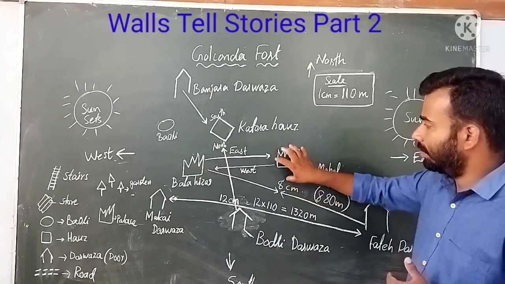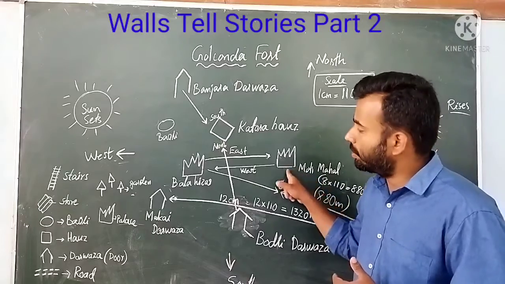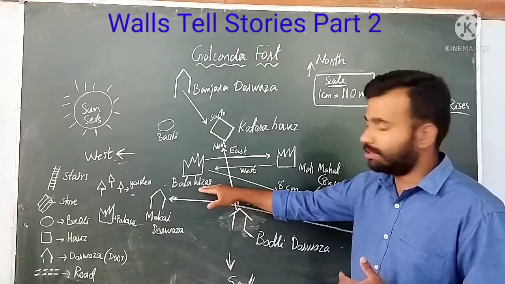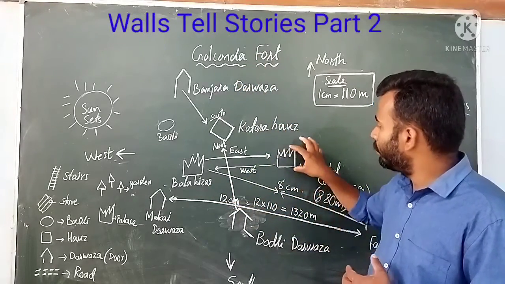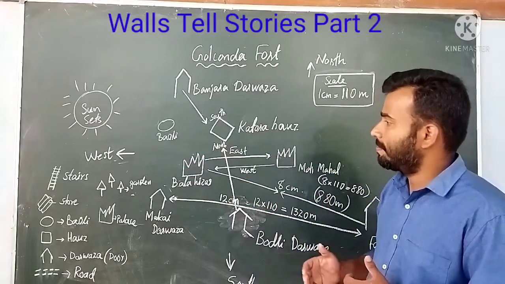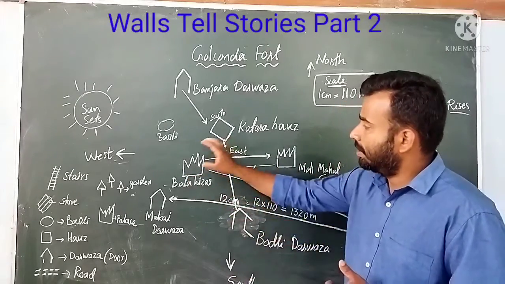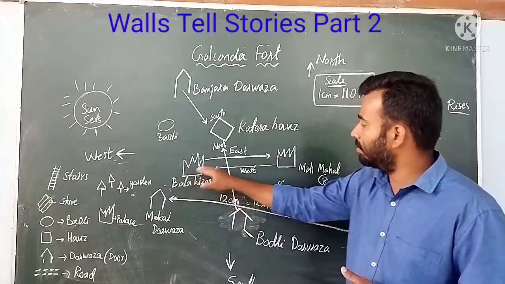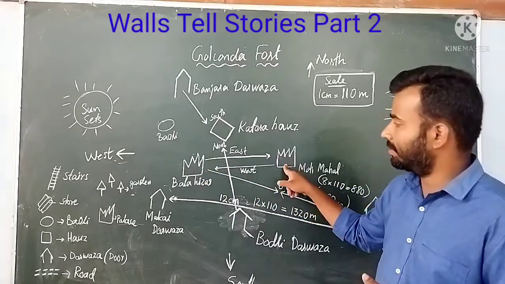We can just look at this Moti Mahal. Suppose you want to go from Moti Mahal to Bala Hisar, two mahals or palaces inside the Golconda Fort. In which direction will you have to move? Yes, you will have to move towards the west direction. In return, if you want to move from Bala Hisar to Moti Mahal, you will have to move towards the east direction.